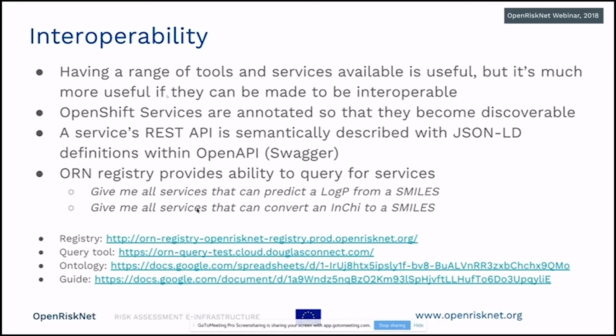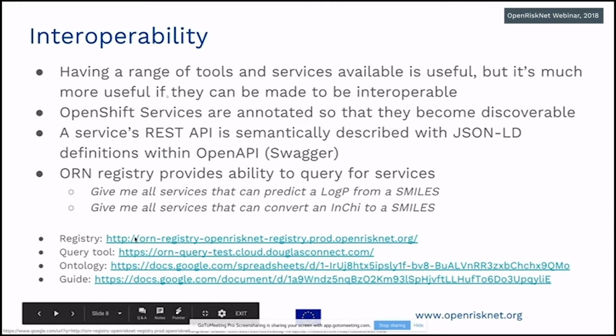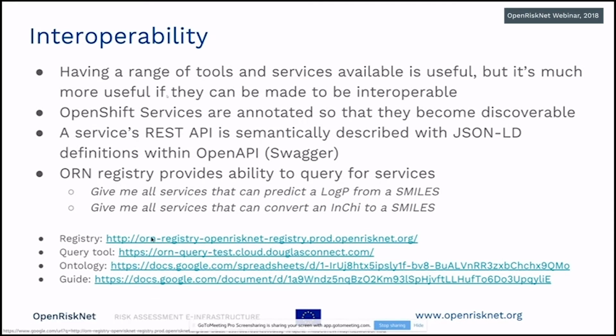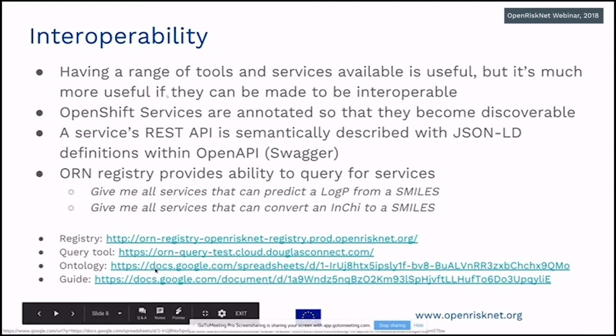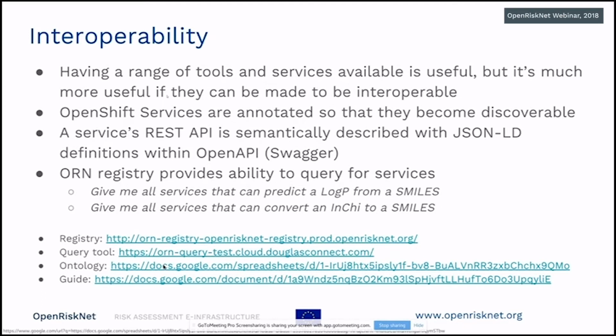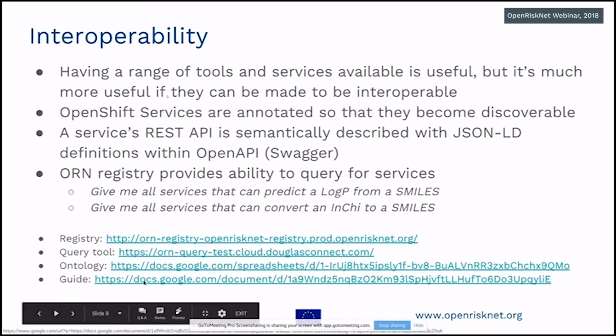I don't have time to go into this in much more detail. There is a lot more information available. The registry itself, where you can actually look at which services are running, is there on this link. There's a query tool we've done that lets you execute these sorts of semantic queries against the known services. There's a list of ontological terms that we currently have that we use to annotate these services. That ontology is going to be expanded as the project progresses. And there's a guide to how you go through this process, what you need to do to make your service discoverable.